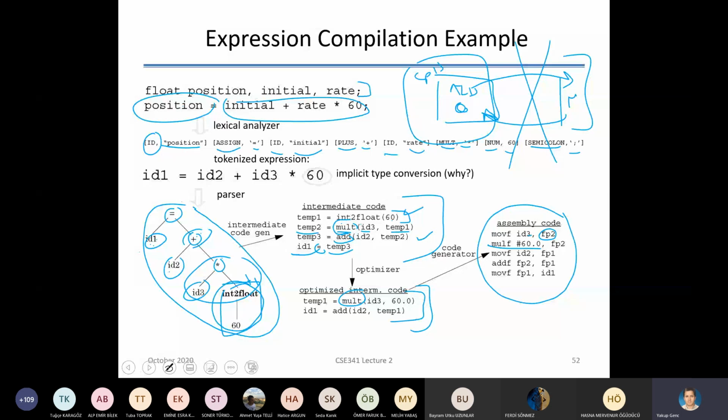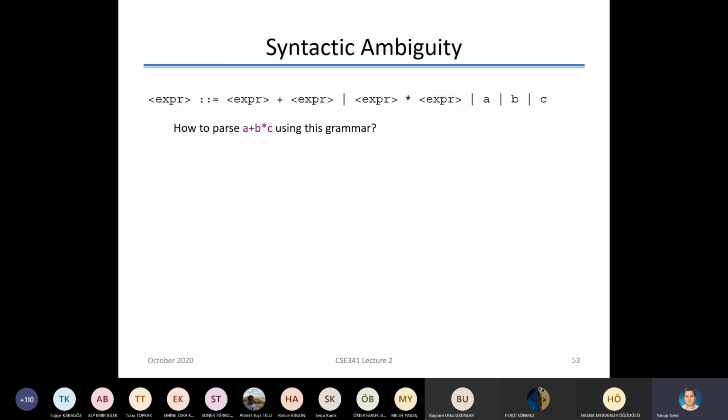and then hopefully the parser has a unique parse tree, and in this case we are showing an expression tree here, and then this expression tree or the parse tree is going to be used later on. We are going to see how to do that to generate this intermediate code, and then optimized code, and then assembly code.